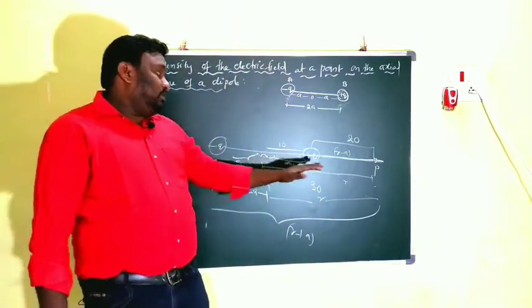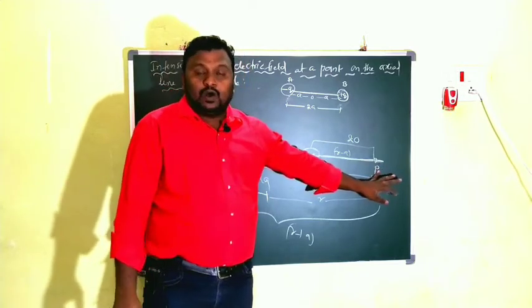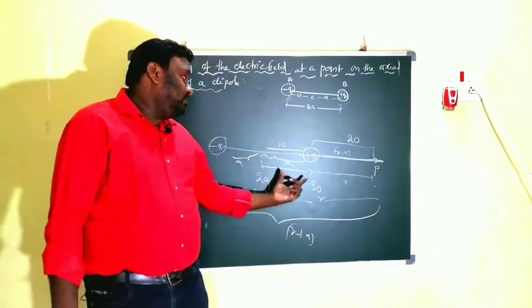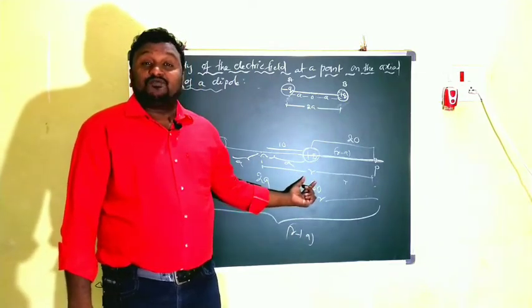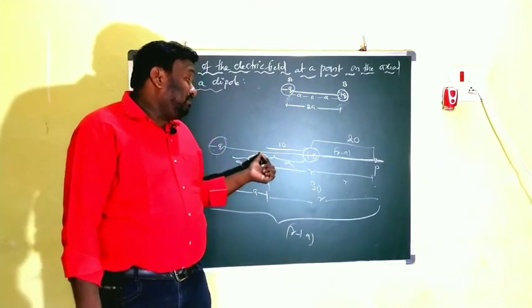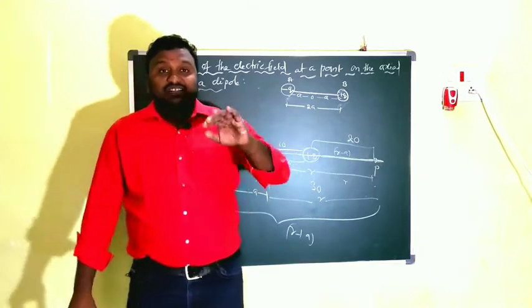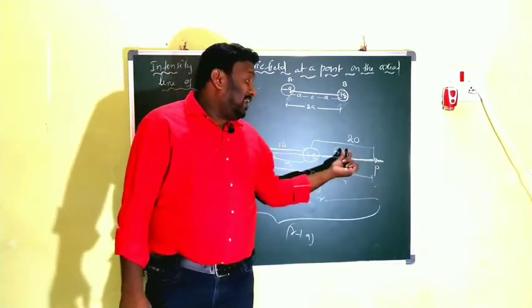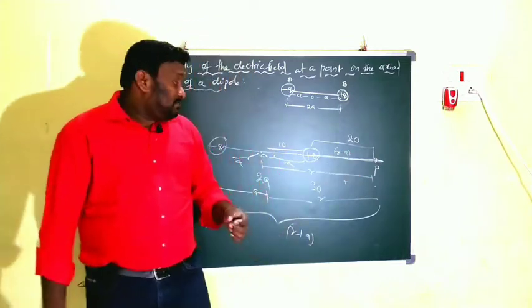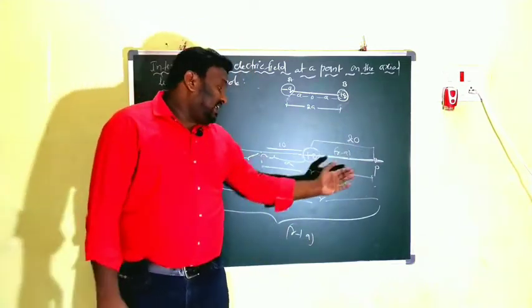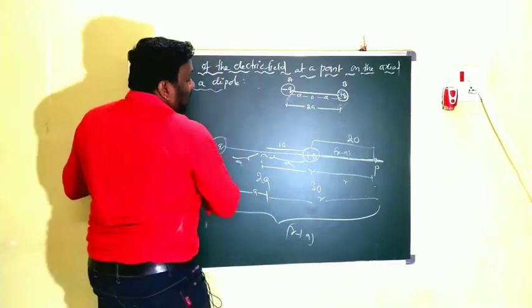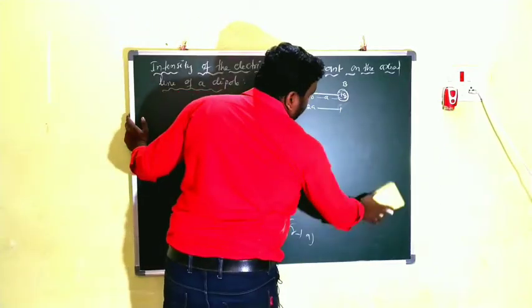Here P is the point on the axial line, at a distance of r from the midpoint. Now the distance between the plus q charge and the point P is r minus a. The distance from minus q to P is r plus a. Clear? So I am drawing slowly.